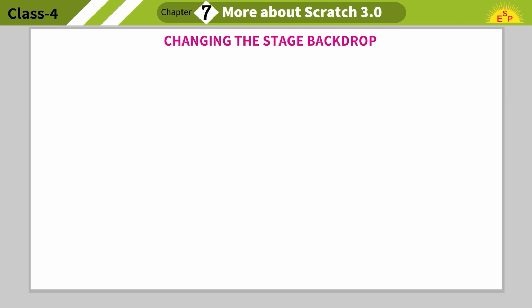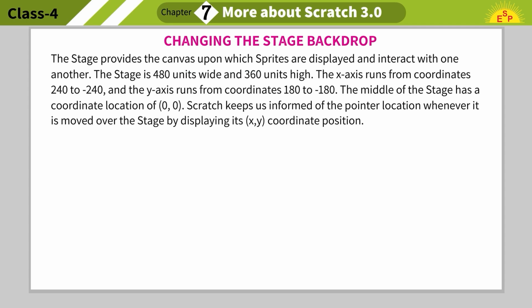Changing the stage backdrop. The stage provides the canvas upon which sprites are displayed and interact with one another. The stage is 480 units wide and 360 units high. The x-axis runs from coordinates 240 to -240, and the y-axis runs from coordinates 180 to -180. The middle of the stage has a coordinate location of 0, 0.